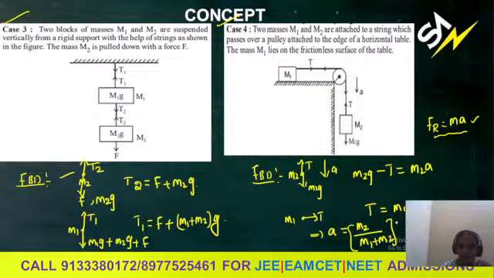M2 by M1 plus M2 into G. Next, what is the tension along the string? Substitute A value here. We get M1 M2 by M1 plus M2 into G.